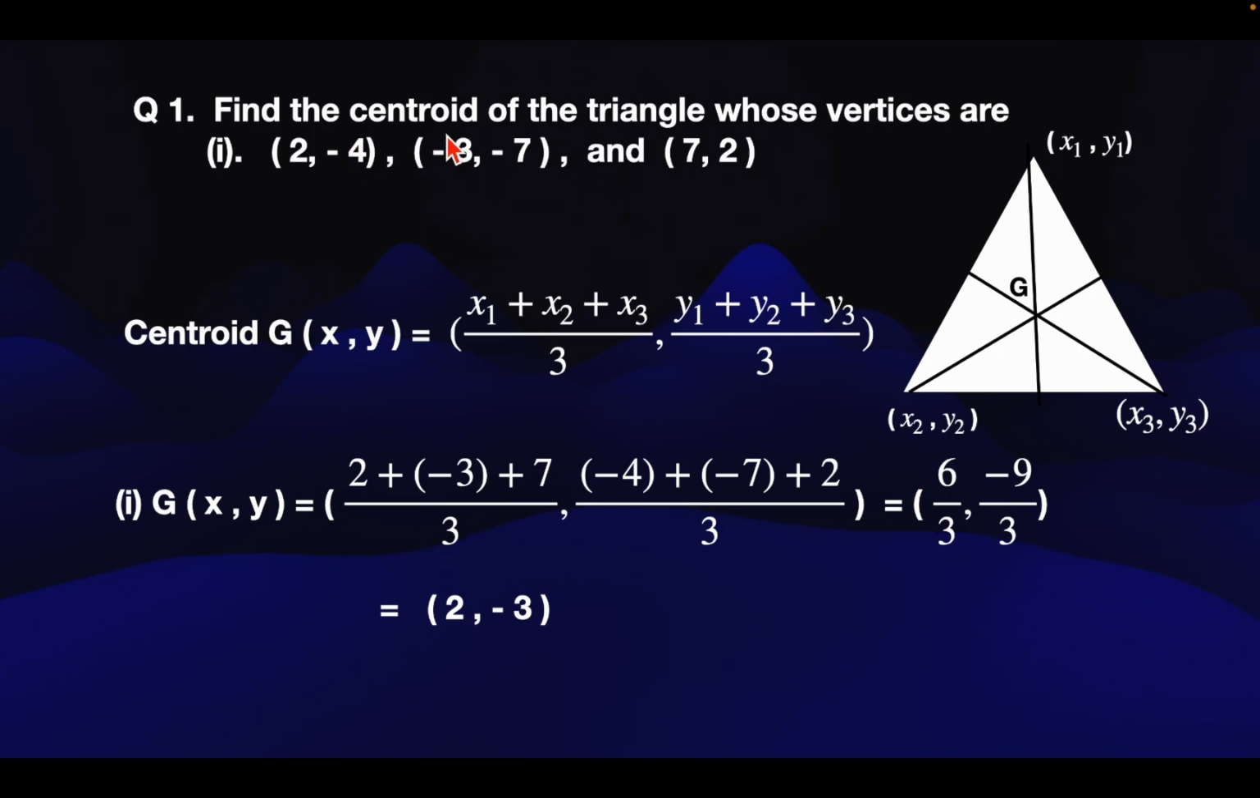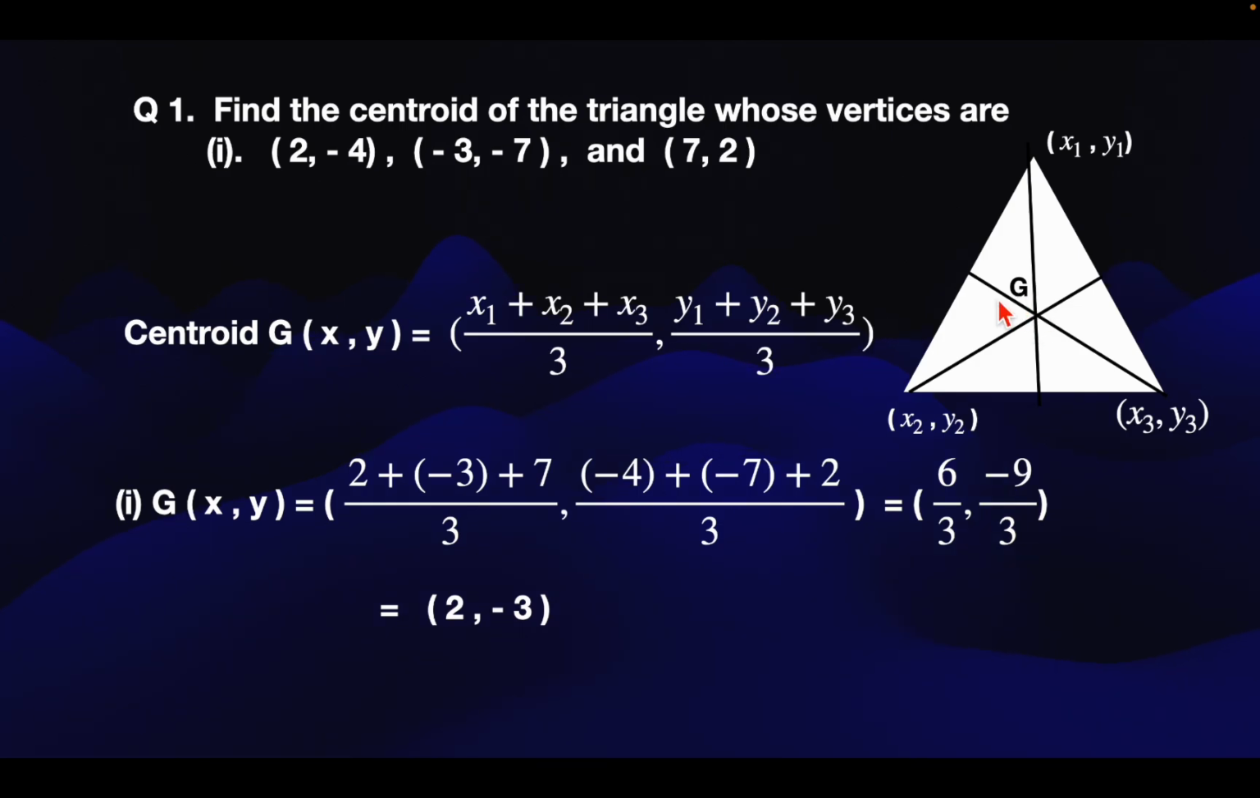Question 1. Find the centroid of the triangle whose vertices are given by these coordinates. Okay. So here is a triangle, and the median is a line segment which joins the vertex with the midpoint of the opposite side. So this is a median, this is a median, this is the median, and they all meet together at one point. This is called the centroid.